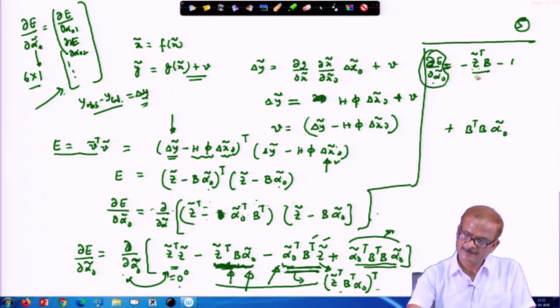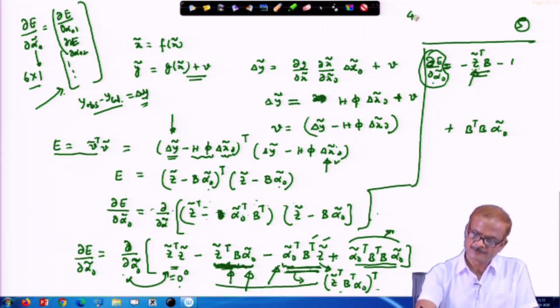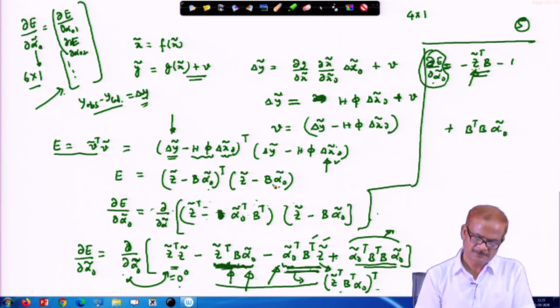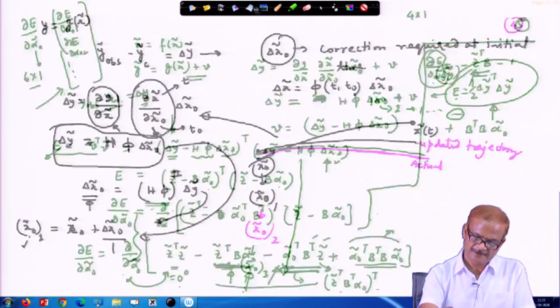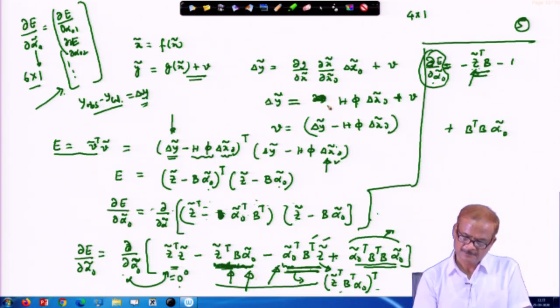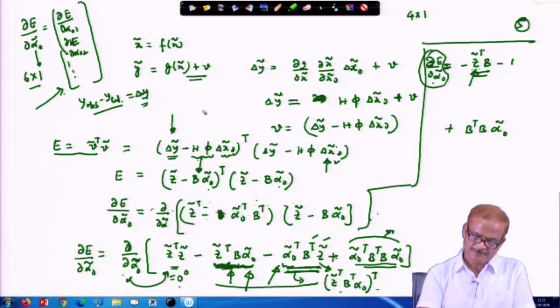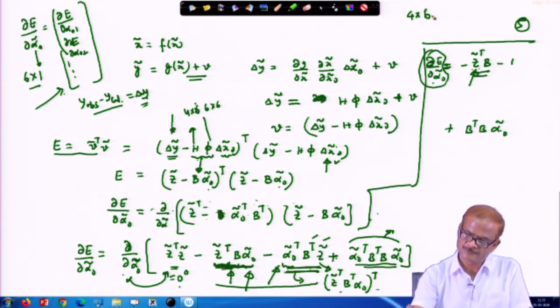If I do so, then you can see that if I write here in this format, it will not be consistent with that. Because here z, in this case, is a 4 into 1 vector. And b, we have written on the previous page, this h times phi we have written as b. So, 4 into 6, this is 4 into 6 and this part is 6 into 6. So, this becomes 4 into 6. So, your b is 4 into 6.